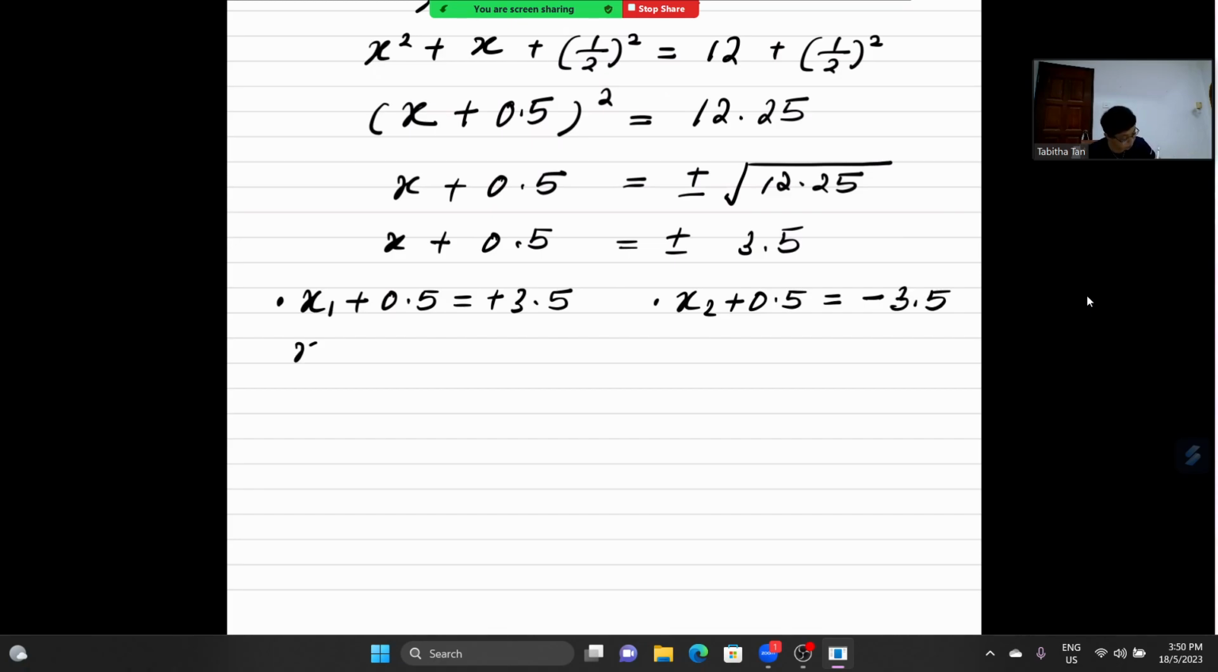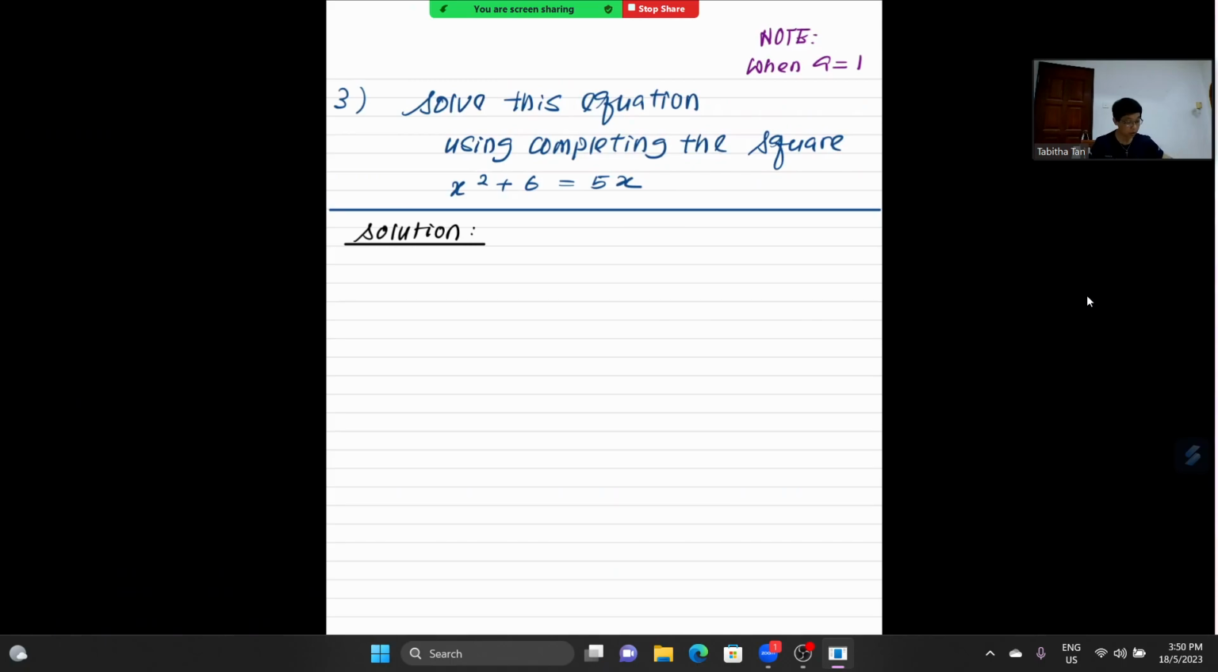Okay, therefore solving the linear equation, 3.5 minus 0.5, and that gives us 3 as our solution. So the next one, here you got negative 3.5 minus 0.5, and that nice and smoothly gives us the solution as negative 4.